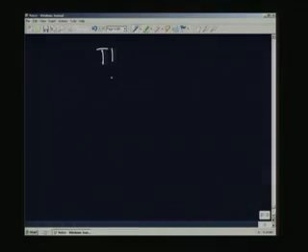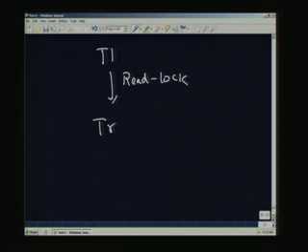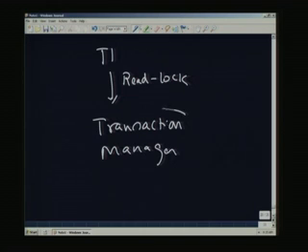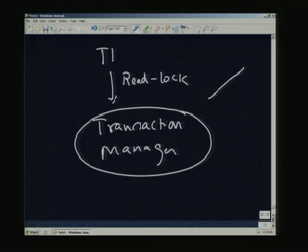Now, to give an idea of what exactly happens when a transaction T1 starts executing and puts a lock request, let us say it is requesting a read lock, this is given to the transaction manager. It is up to the transaction manager to grant or disallow this request at this point of time. So, all the transactions in effect will make the request to the transaction manager.